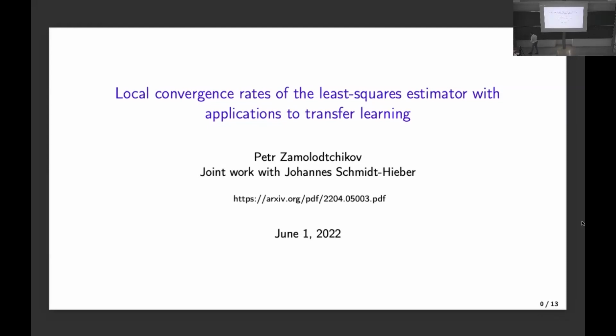So today I'm going to talk about a recent article that is available on arXiv and that I worked on with my supervisor, Johannes Schmidt-Hieber. I'm going to talk about least squares estimators and some properties of the least squares estimators, and apply those properties to transfer learning settings. So let's get in.